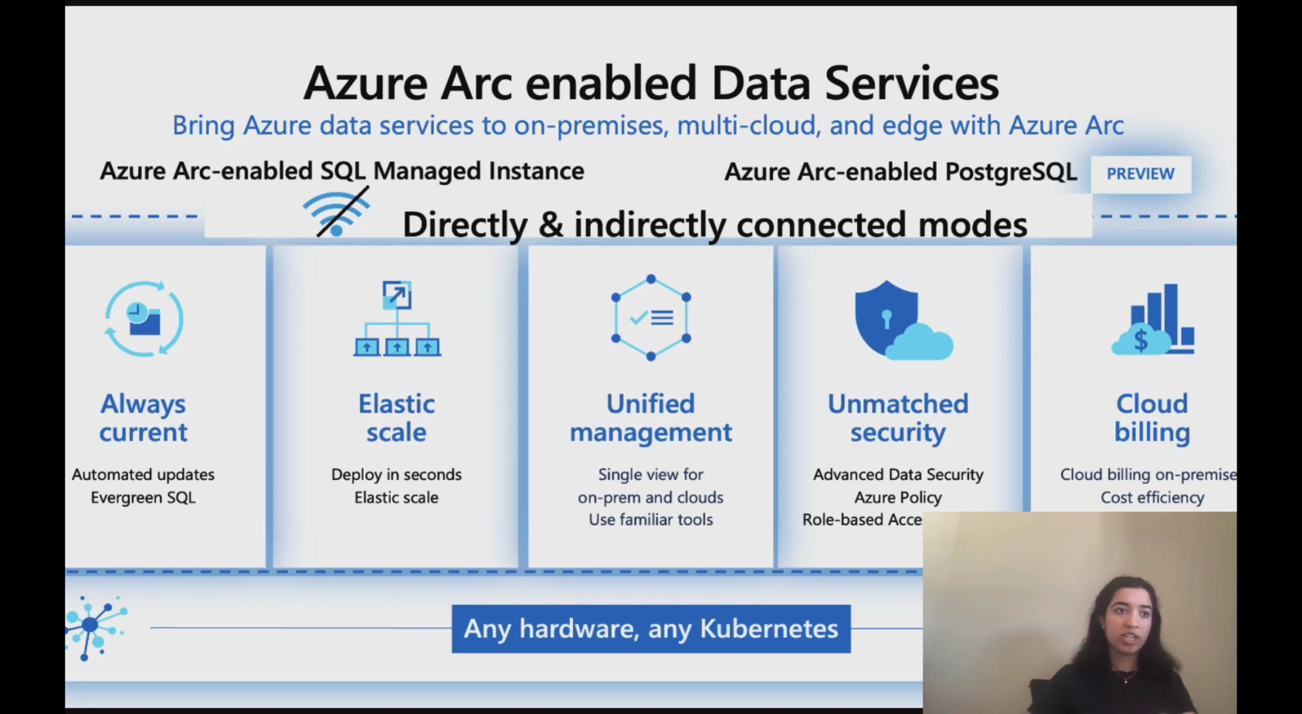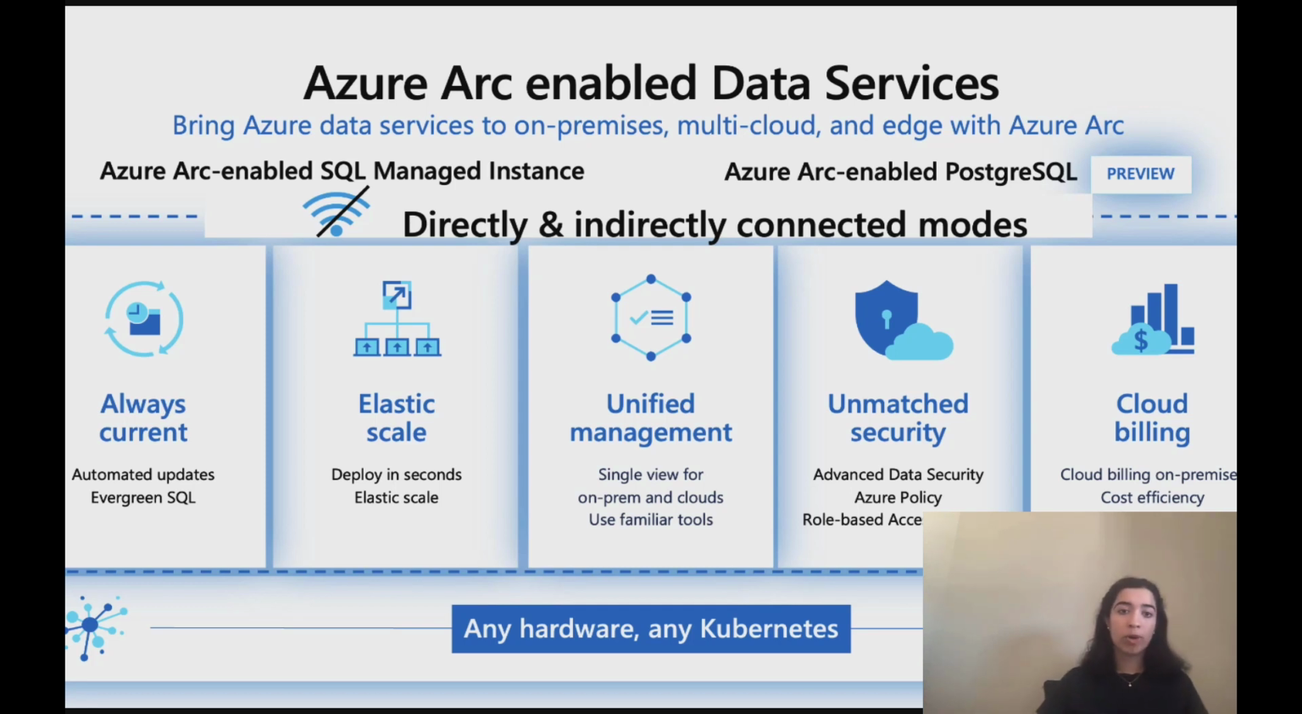Our SQL managed instance on Arc is GA'd in both service tiers, the general purpose and business critical. We'll go later more in depth on those today. And one other piece which is really important to point out is that we support different connectivity modes, meaning we have directly connected mode and indirectly connected mode.